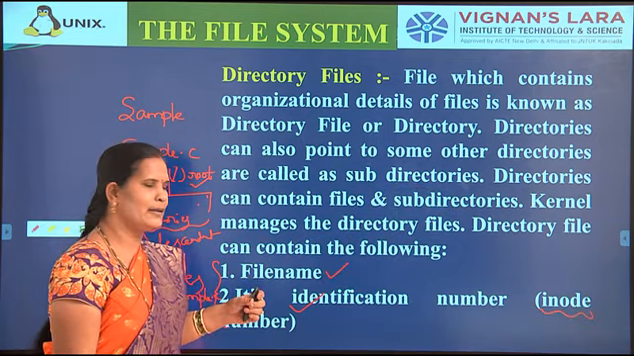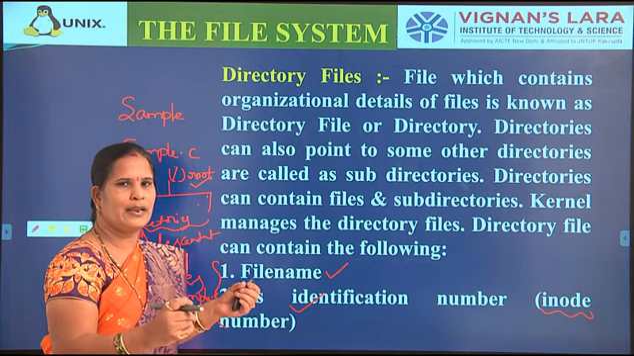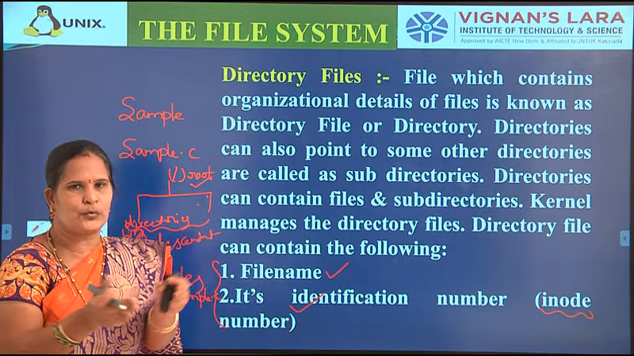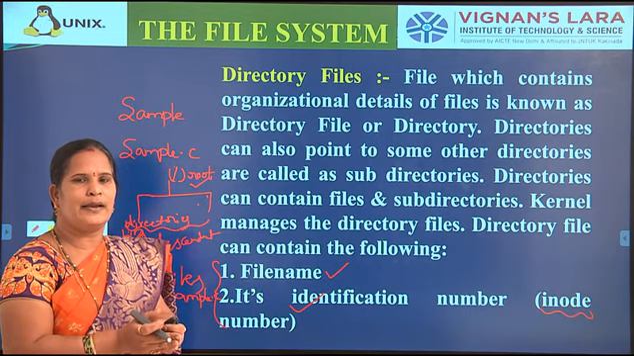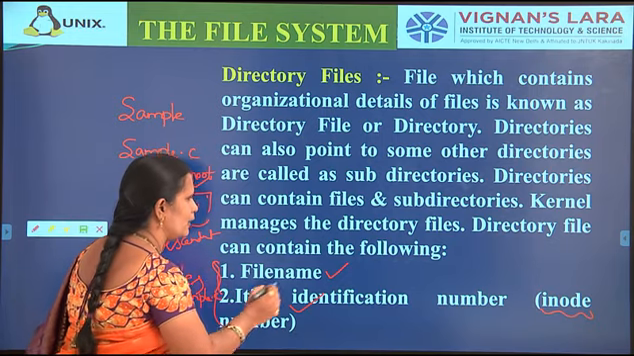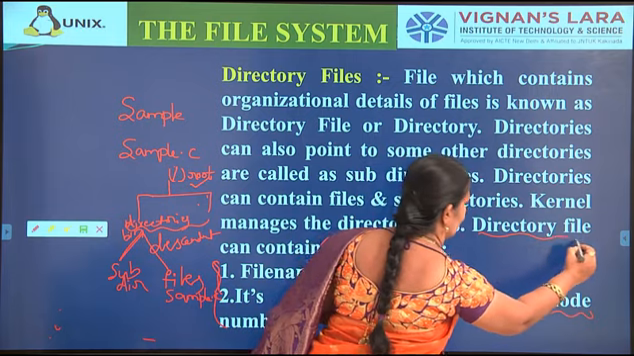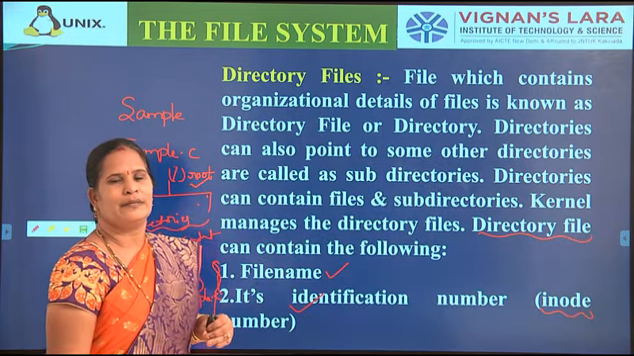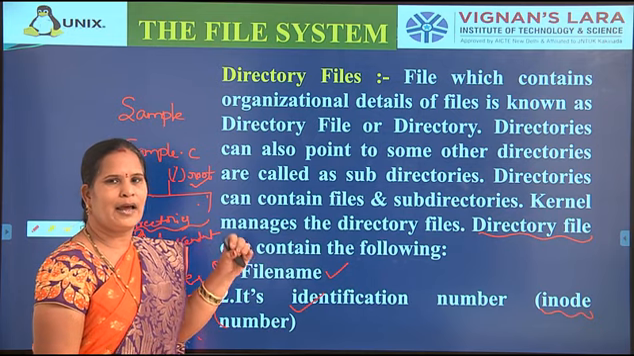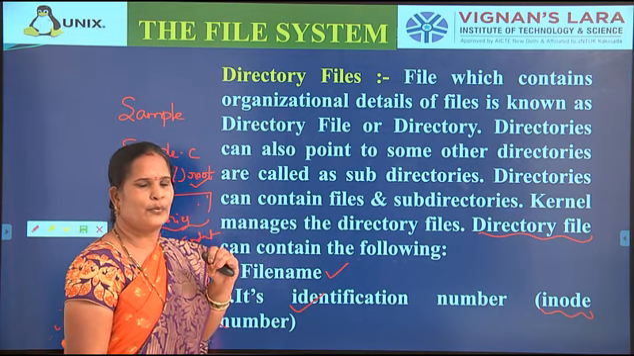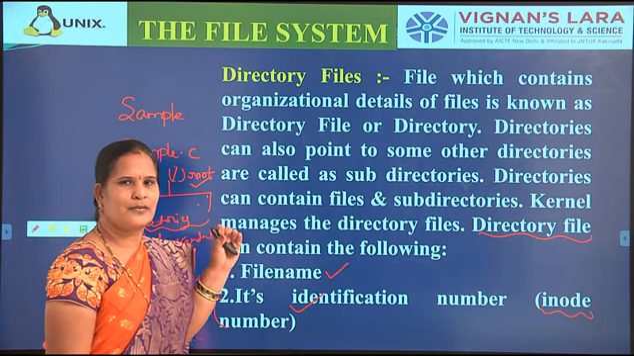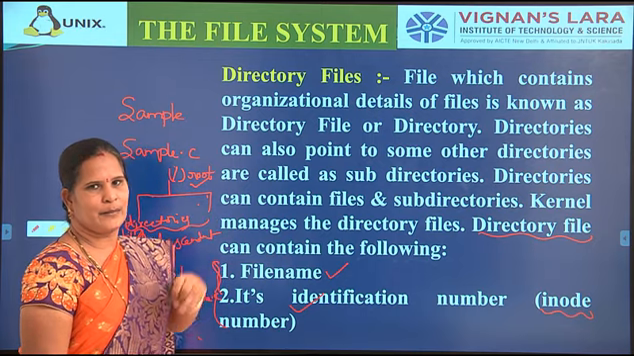Each and every file can be identified either by using the file name or the identification number. The directory file contains the information about these two: each file name and each file identification number is stored in a directory file. So the directory file contains the information about the file name and file identification number, also known as the inode number. So a directory can contain a collection of files and subdirectories.